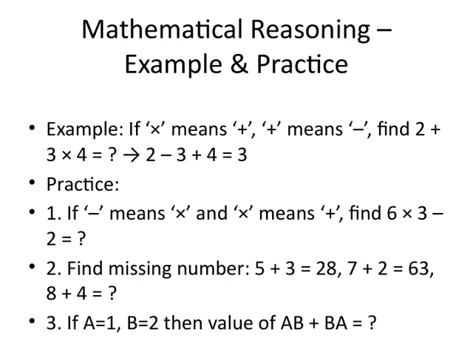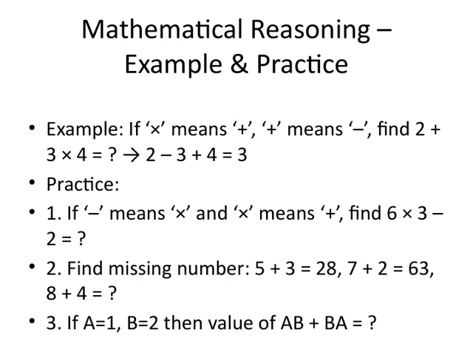Next, let's try to find the missing number in a sequence of equations. 5 plus 3 equals 28, and 7 plus 2 equals 63. What about 8 plus 4? Notice these patterns might not be straightforward, so we need to think creatively here. Finally, there's a simple substitution problem. If A equals 1 and B equals 2, what is the value of AB plus BA?